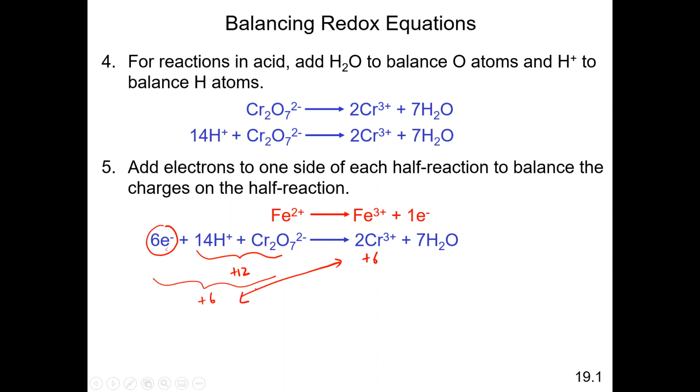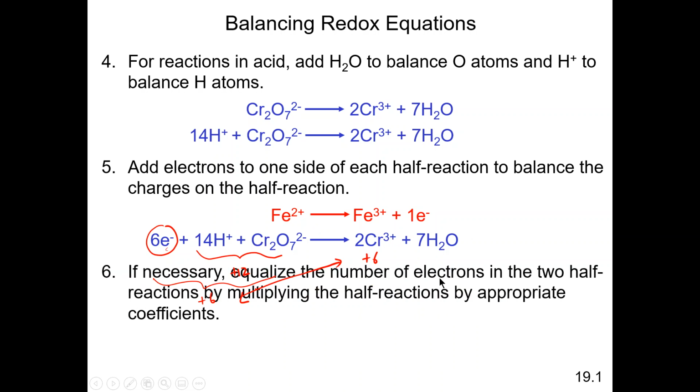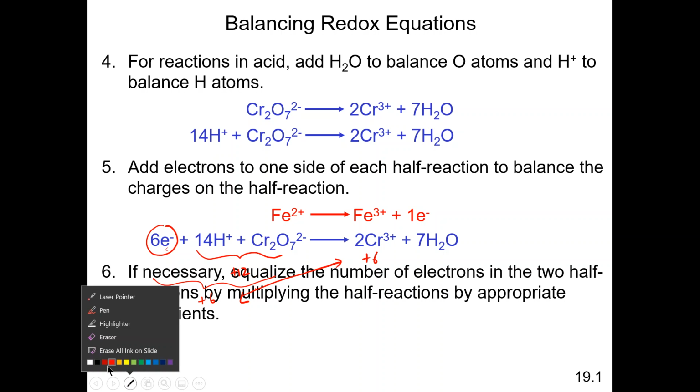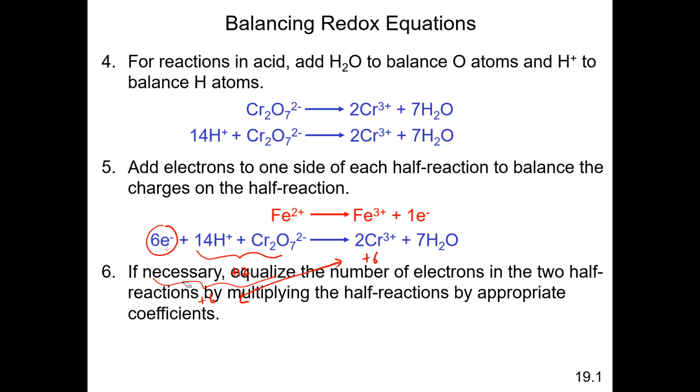All right? So that's basically how we balance the charges. We balance the charges by adding electrons to one side so that the total number of charges on either side will be the same. And then the next step is, let me erase what I wrote here so that you can read this more clearly.